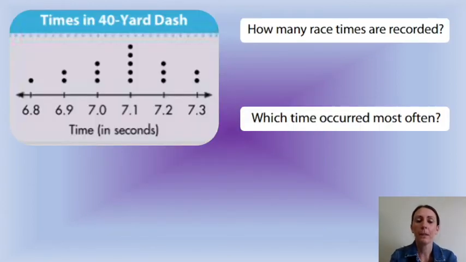Okay, the line plot is back on the screen, same one from the previous page, times in 40-yard dash. Let's pull apart this line plot and let's interpret some data and answer some questions about the line plot. First question, how many race times are recorded? Now, if we want to know how many race times are recorded, what do you think we need to do?